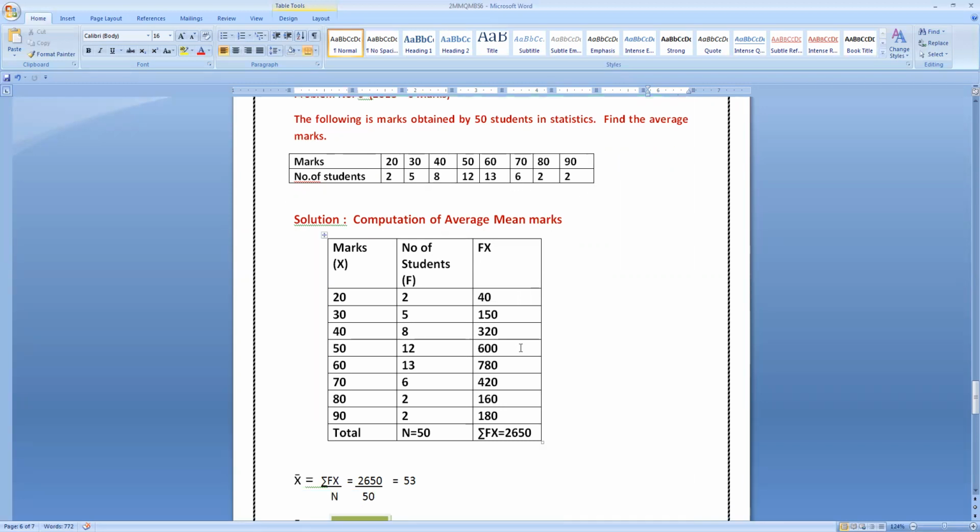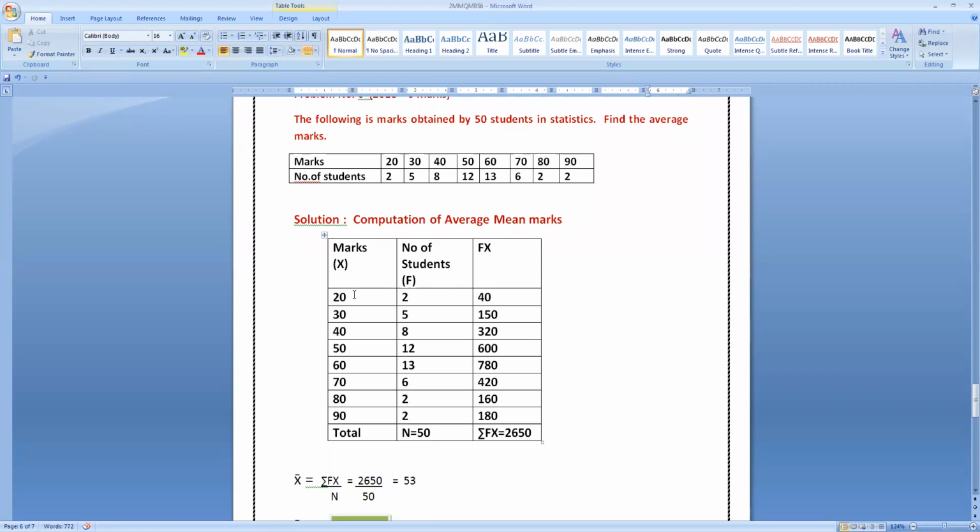So here, as this is a discrete series, we can solve with the help of the direct method. The direct method formula is nothing but sigma fx by n. Let us construct the table with two columns. One is the x column, the variables given in the question, and the next one is the f column, the frequency values given. We have to substitute the same. The total value of f we are getting here is 50.